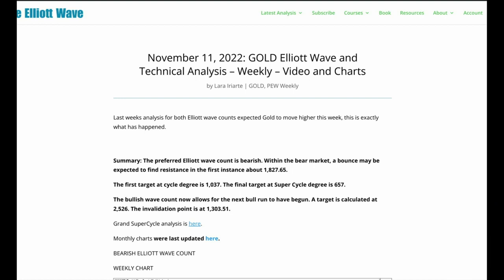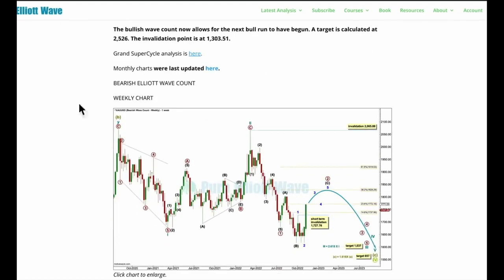Gold is moving strongly higher, exactly as both Elliott wave counts have expected. I am expecting resistance in the first instance at 1827.65. Thereafter, when this bounce is complete, I'll expect the bear market to resume. The first target at cycle degree is 1037 and the final target many years away is 657.